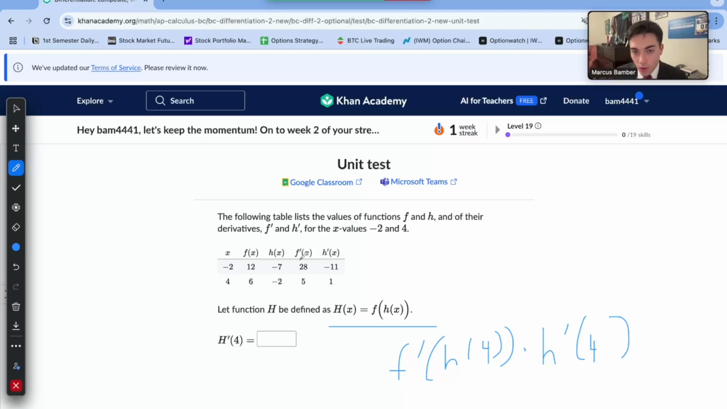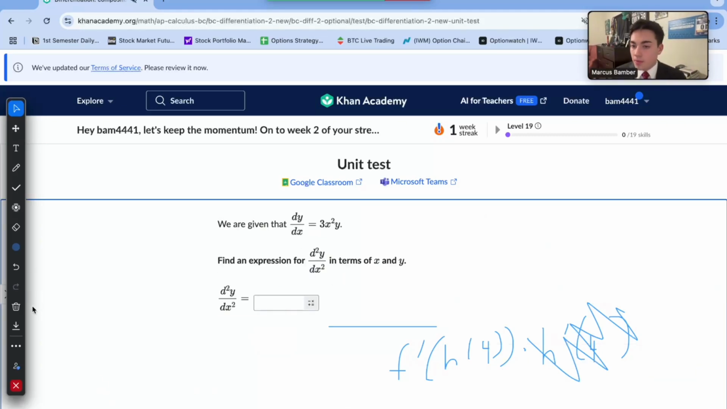The derivative of the inner function at 4 is 1, so we're multiplying by 1. That's going to do nothing, so we can eliminate this term. h of 4 is equal to negative 2. And then we take the derivative of f at negative 2, which is 28. So that means our answer, the derivative of h at 4, is simply equal to 28. Okay, on to the next.